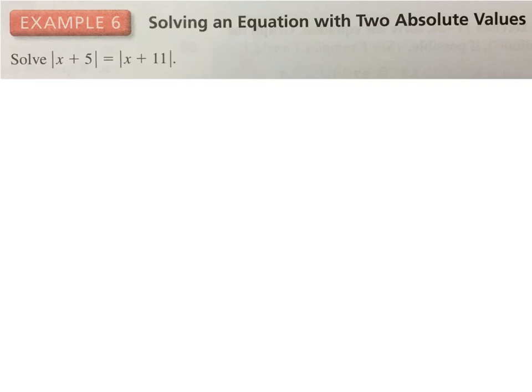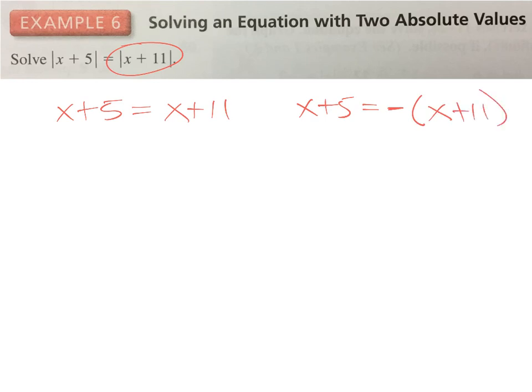Here we got two absolute values once again, but don't freak out, because we just have to take the positive and the negative case of whatever that quantity is in the second absolute value. So you do x plus 5 is equal to positive x plus 11, and then x plus 5 is equal to the negative of x plus 11. Make sure to put parentheses around it because you have to distribute that negative, which a lot of students forget to do.